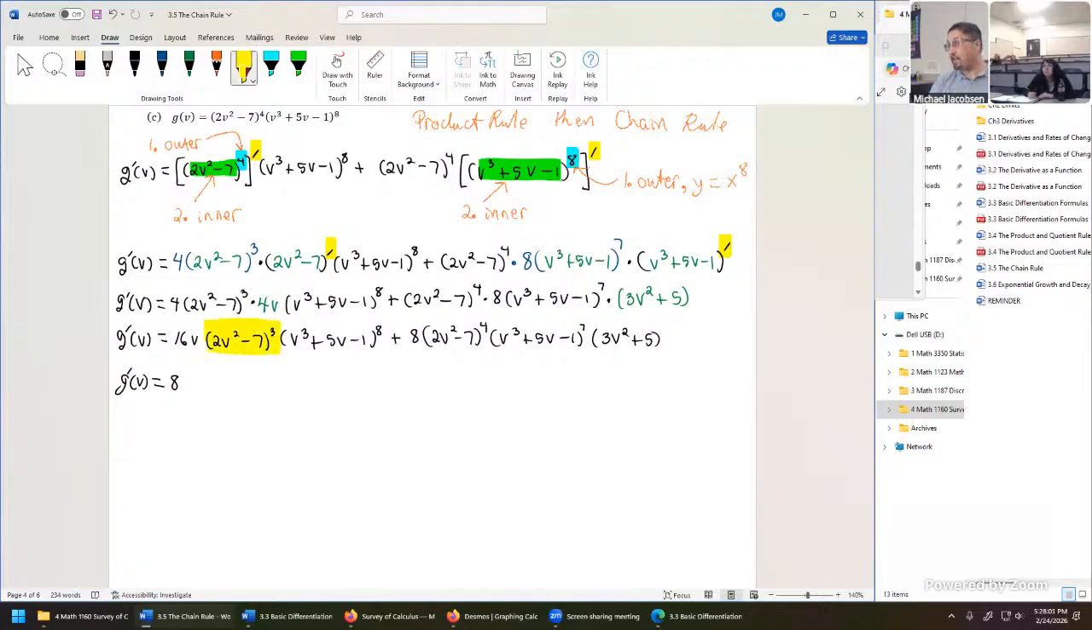Then I'll put some temporary highlighting. The next level of the greatest common factor involves base 2v squared minus 7. The greatest common factor will only allow us to take the smallest power that we see there, so power 3. 2v squared minus 7, power 3 will then factor out. Then the next common factors involve base v cubed plus 5v minus 1. It shows up in two spots. We can factor out power 7. That's the smallest exponent that occurs. So go v cubed plus 5v minus 1 to power 7.